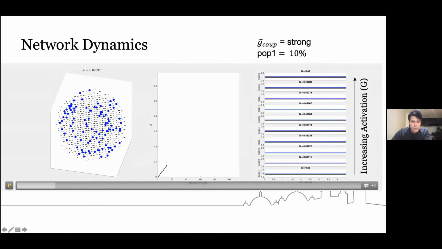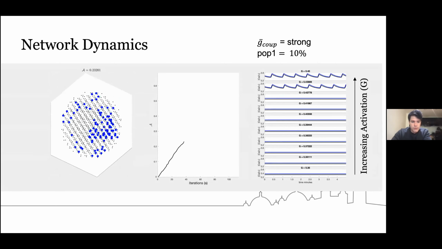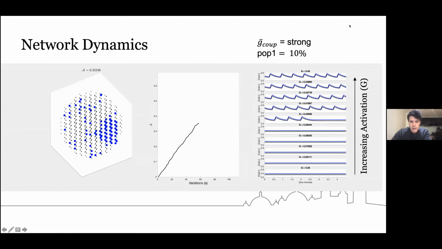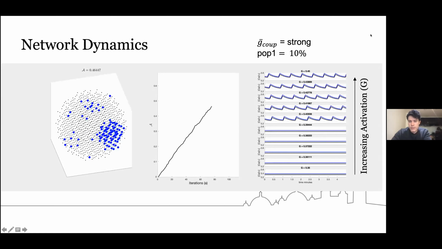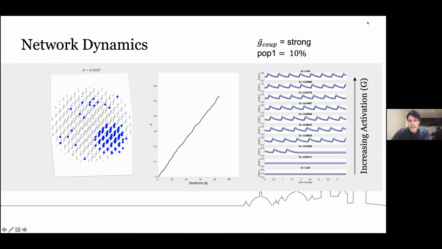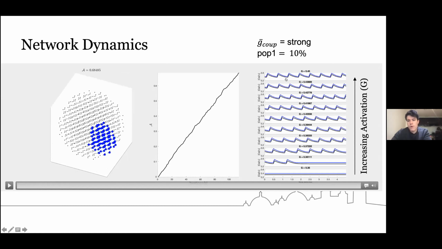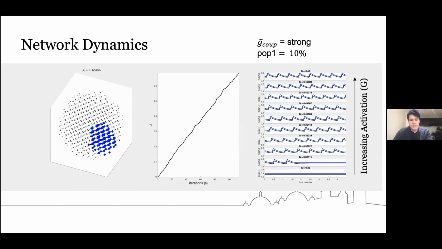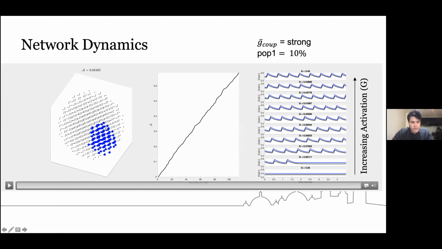But as we start to introduce non-uniform distributions, what you can see is that as this becomes more and more non-uniform, you start to see activation for lower and lower levels of G, the network activation parameter. So the network becomes essentially more excitable, which perhaps makes sense, as this population 1 cluster is the more excitable population, and they are becoming somewhat of a supercell.